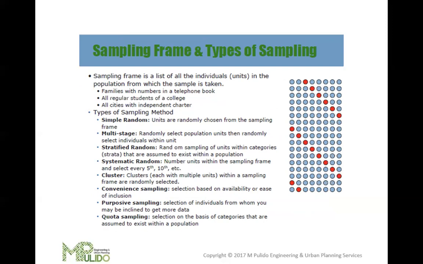So what is the sampling frame and types of sampling? It says here the sampling frame is a list of all the individuals in the population from which the sample is taken. For example, families with numbers in a telephone book.